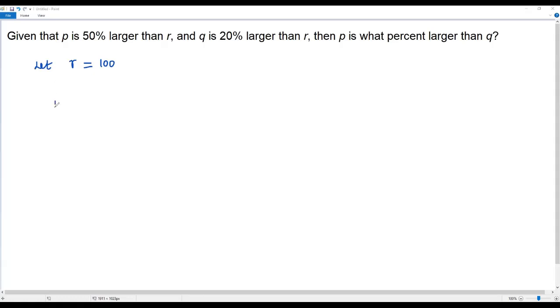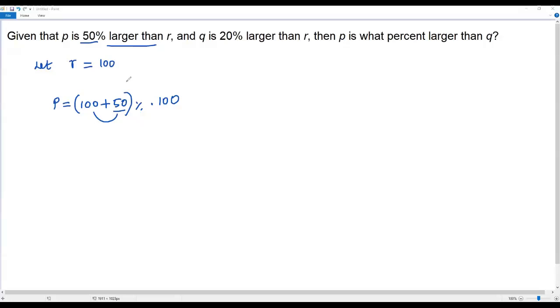So the value of P is equal to what? It's 50% larger than R. 50% larger than R means that if you increase the value of R by 50%, you'll be getting the value of P. Since the R value is increased by 50% to get the value of P, I have to add this 50 to 100 percent times the value of R, which is 100. Here I'm adding this 50 to 100 because larger than means it is increased. Since it is increased, I'm adding this 50 to 100.